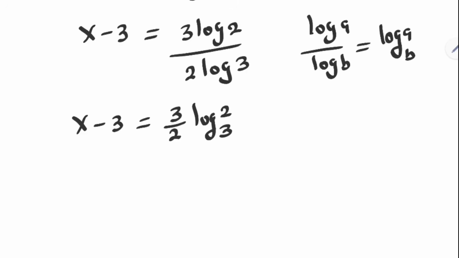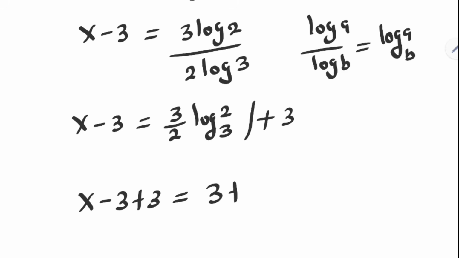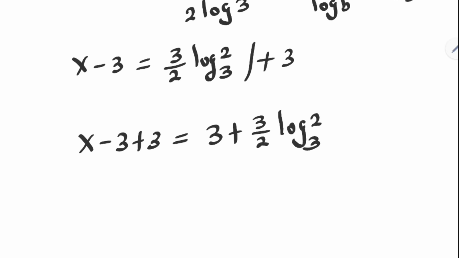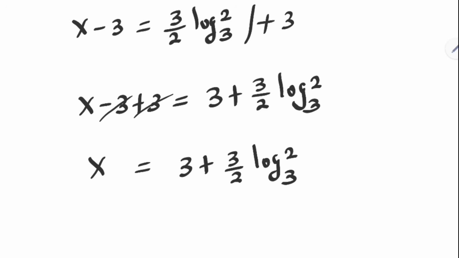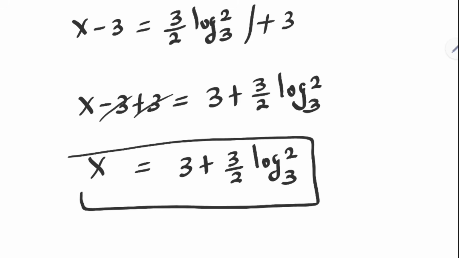But we are looking for the value of x. Let us add 3 to both sides of this equation. x minus 3 plus 3 is equal to 3 plus 3 over 2 log 2 base 3. This 3 takes care of this 3. x is equal to 3 plus 3 over 2 log 2 base 3. Then this is the final answer. We may check to confirm if this answer is right or wrong.